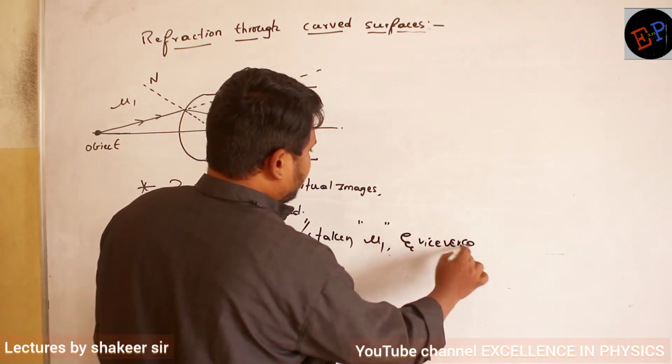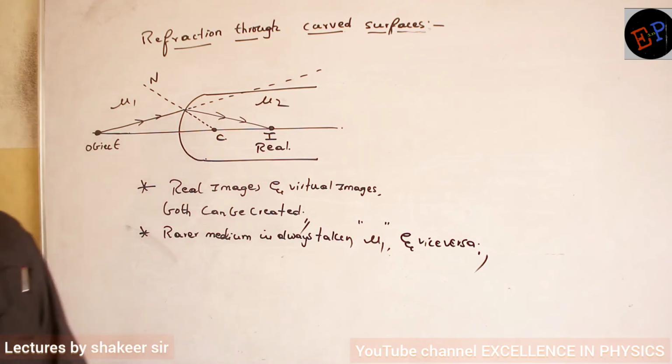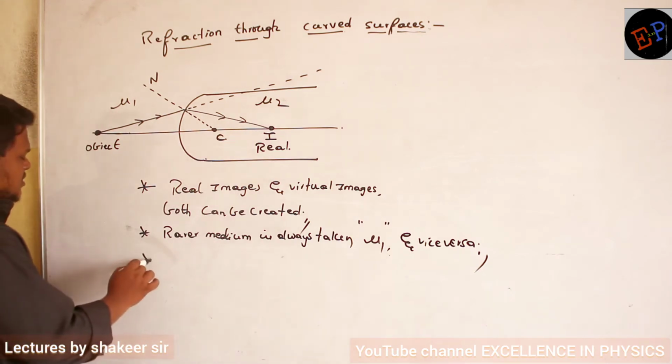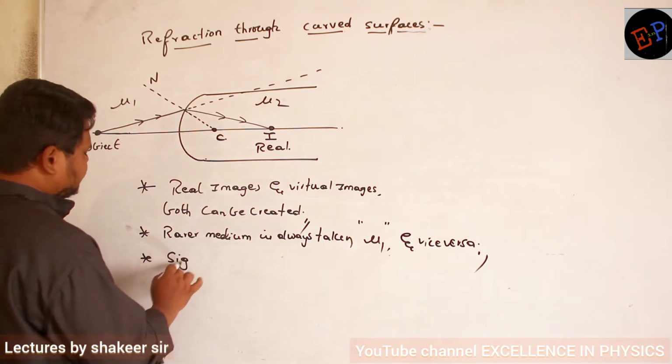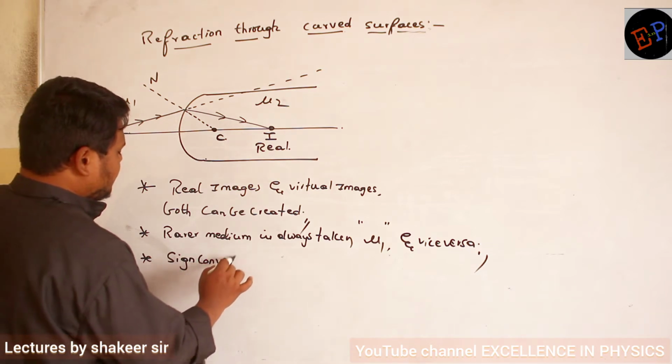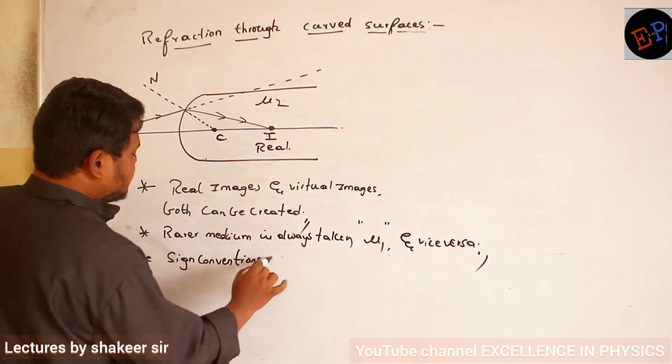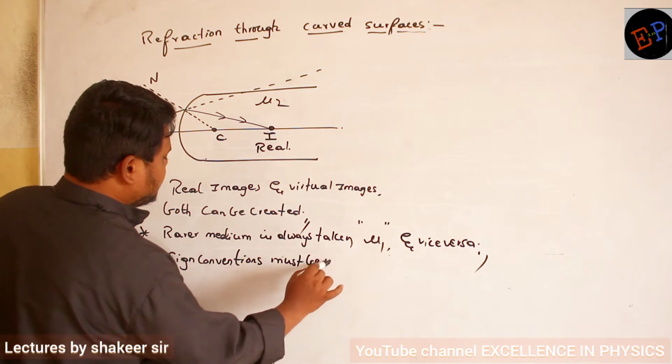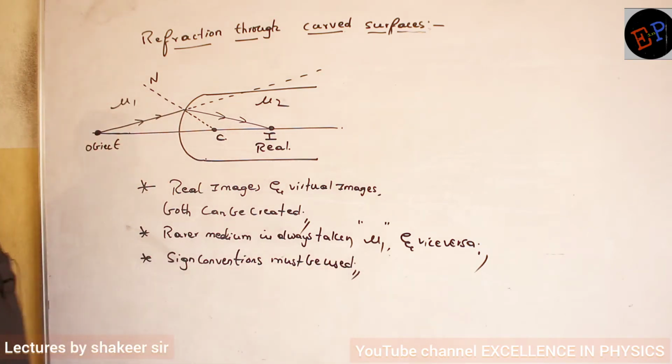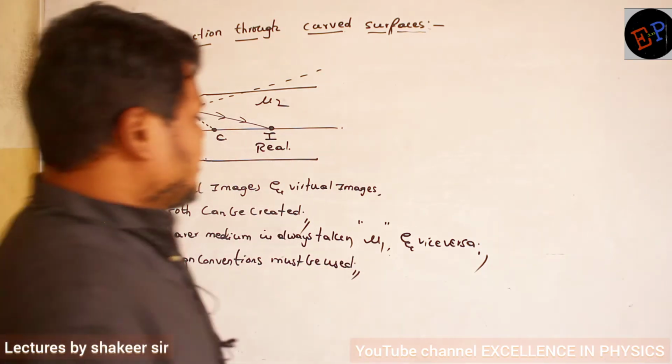It means denser medium is always taken as mu2. Sign conventions must be used. You must use the sign conventions. Are you able to understand? Now I will write one case.